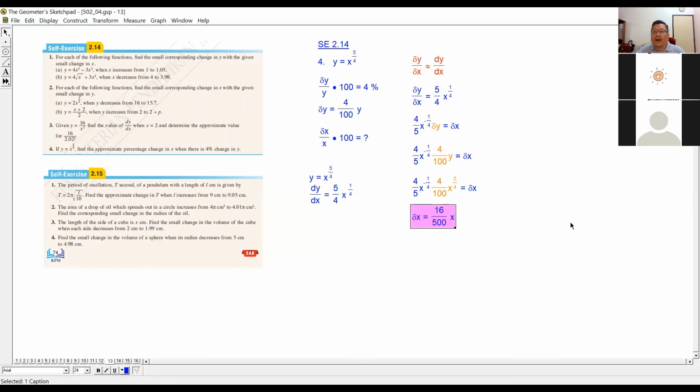Okay, so we have found delta x, but this question asks what is the percentage change in x. So for percentage change in x, you cannot give them the answer as delta x. What you want is delta x divided by x times 100. So this delta x here, I divide by x, then multiply by 100. Okay, this is your delta x. Then this one here is 100 over x. Okay or not?